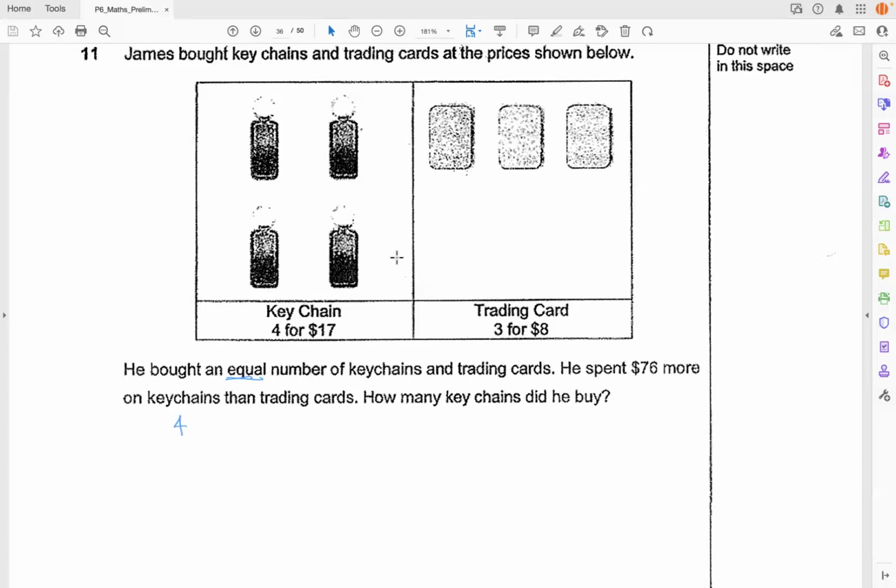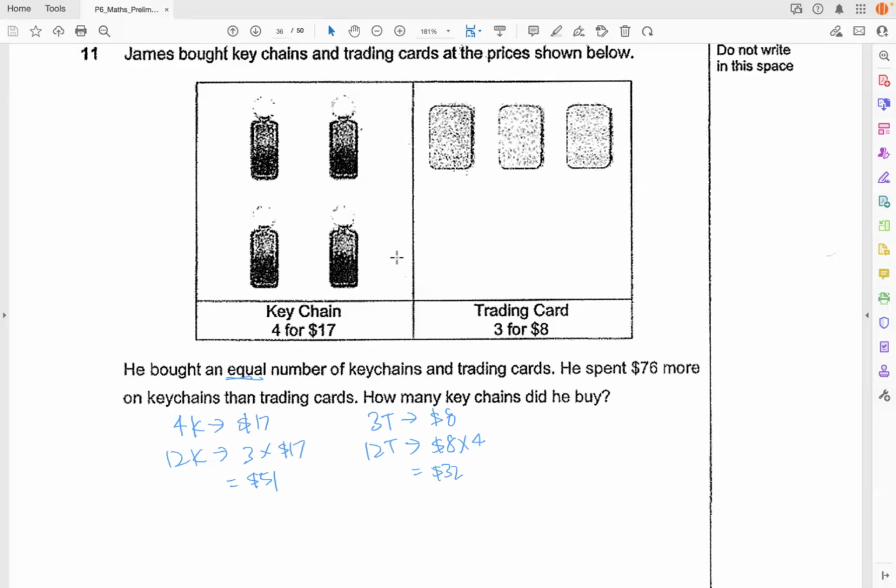So 4 keychains costing $17. 12 keychains means you need to buy 3 packets. So 3 times $17, he needs to pay $51. For trading cards, in order to get 12 trading cards, he needs to buy 4 packets of trading cards. 1 packet of trading cards gives you 3 cards and costs him $8. Right? For 12 trading cards, you need to buy 4 packs. So $8 times 4. You need to pay $32.